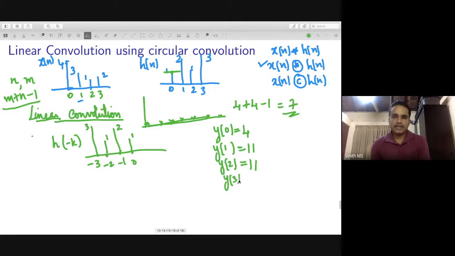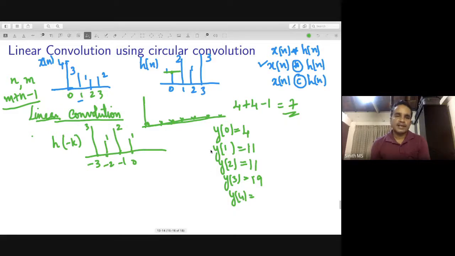What about y of 3? Again, you shift it by a factor of 1. So basically, you'll get 2 into 1 plus 2 into 1, 4 plus 3, 7, 7 plus 12, 19. This is 19. What about y of 4?